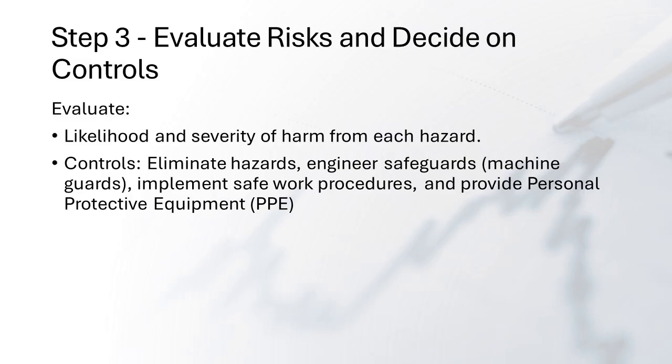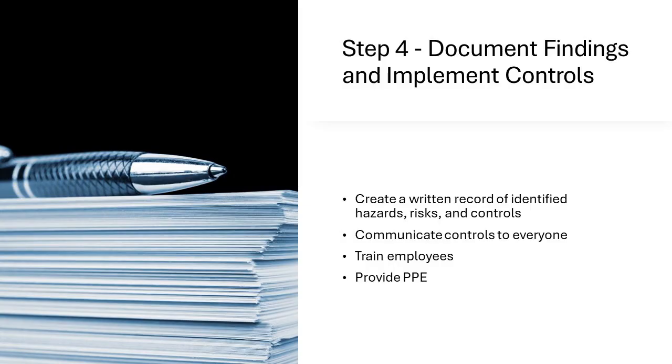The third step is to evaluate the risks and decide on appropriate controls. This involves considering the likelihood and severity of harm for each hazard. Controls can include eliminating hazards, engineering safeguards such as machine guards, implementing safe work procedures, or providing personal protective equipment (PPE). The fourth step is to document the findings and implement the controls.